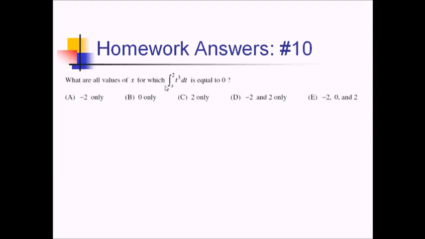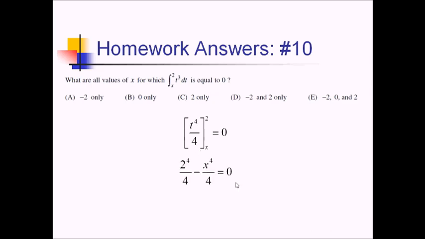For number 10, we want to know all values of x for which the integral from x to 2 of t cubed is equal to 0. So for this one, the fastest way to do it is just to use our integral evaluation theorem and antiderivatives and set all that equal to 0. So the antiderivative here, this exponent bumps up to 4. Dividing by that, we've got t to the 4th over 4, evaluating from x to 2, and that all equals 0. So expanding this, we've got 2 to the 4th over 4 minus x to the 4th over 4 equals 0.